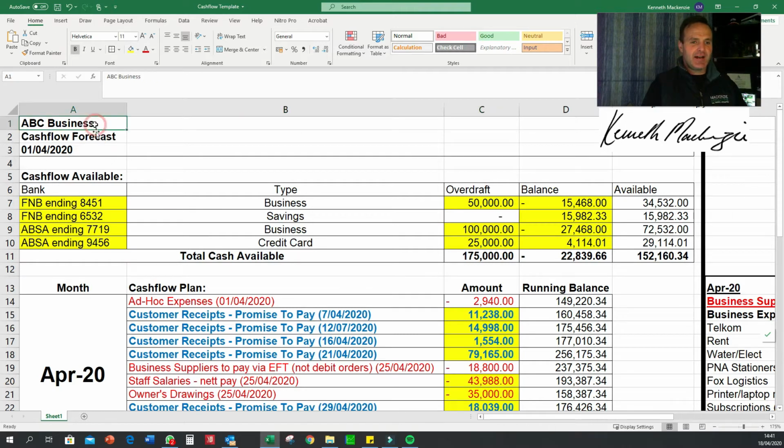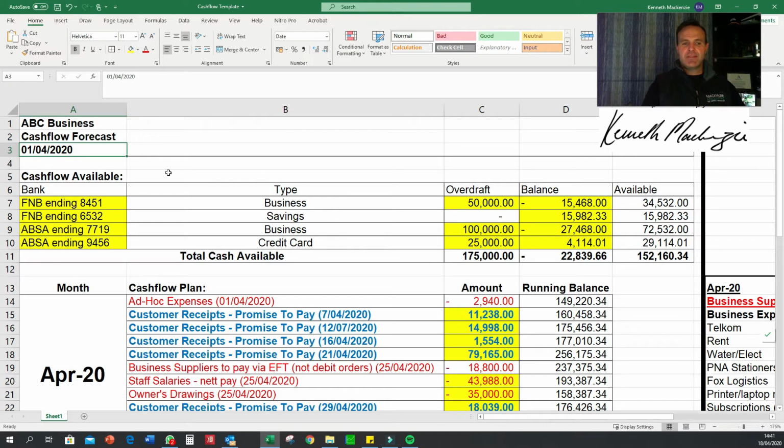So I've done this one for ABC Business. This is an example that I'm using. It's a cash flow forecast. And here you put in the date that you're using the forecast. Put in the 1st of April 2020. Yes, I know the 1st of April is past already. This is just for the exercise. Of course, you can put in the day that you're actually doing the forecast. So if you're doing the forecast on the 18th, then you put in the 18th as the date, okay? And you use the 18th figures, right?